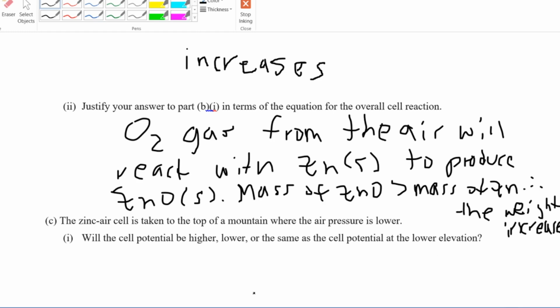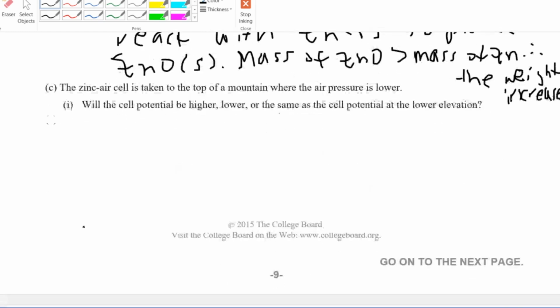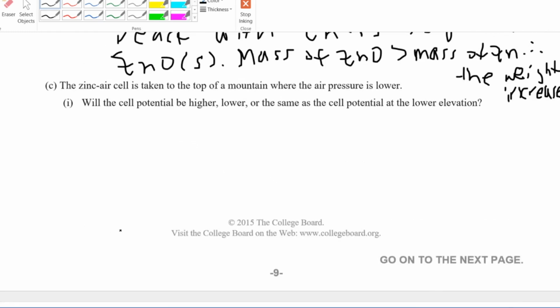Okay. Now let's move on to part C, which is another two-parter. So the zinc air cell is taken to the top of a mountain where the air pressure is lower. Okay, so now we know we're dealing with gases and pressure. Will the cell potential be higher, lower, or the same as the cell potential at the lower elevation? So have some thought. You should probably say it is lower. Now, why would that be? How does pressure even work into this problem?